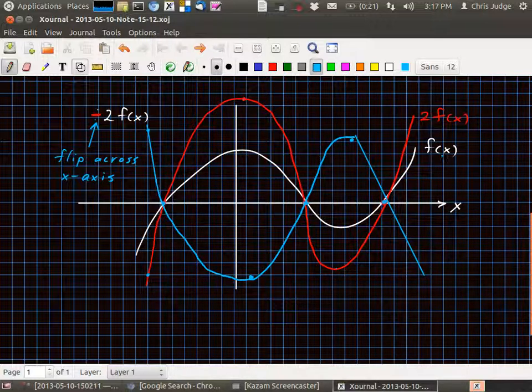So again, the graph of the original function was f of x, that's the white. Multiplying by 2 stretches it vertically in the y direction, making certain positive values more positive and negative values more negative. And then adding the minus sign flips it across the axis. So this resulting blue curve is the graph of -2 f of x. Okay, so that's what we needed to accomplish.